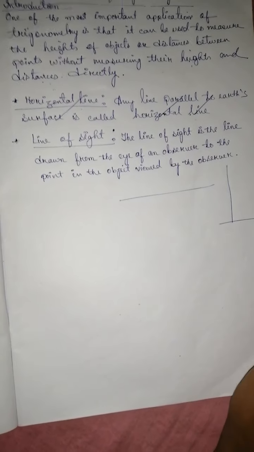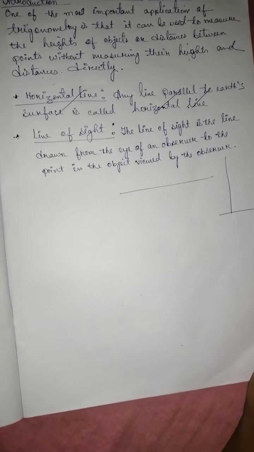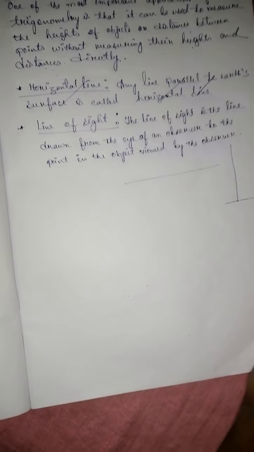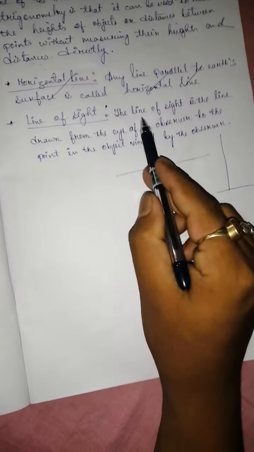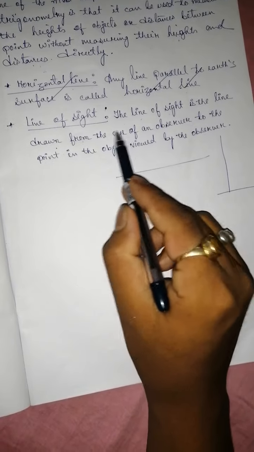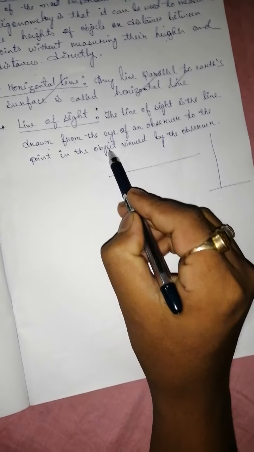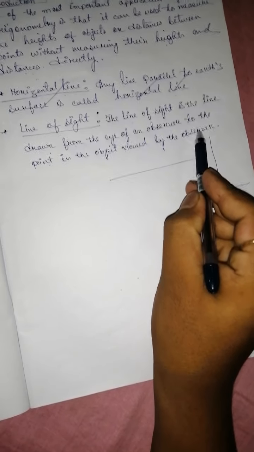The line of sight. What is line of sight? The line of sight is the line drawn from the eye of an observer to the point in the object viewed by the observer. Suppose, for example.